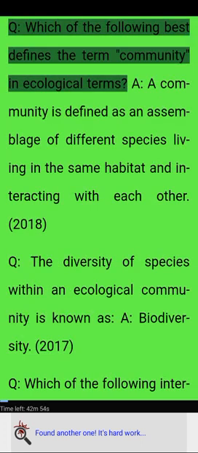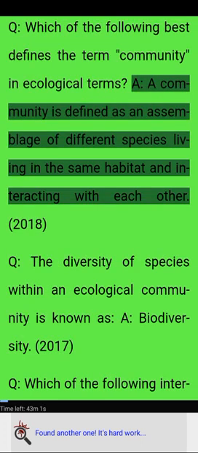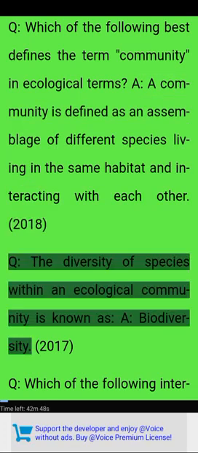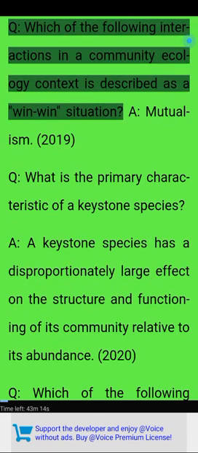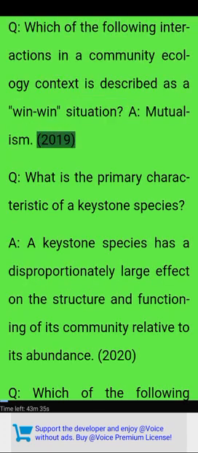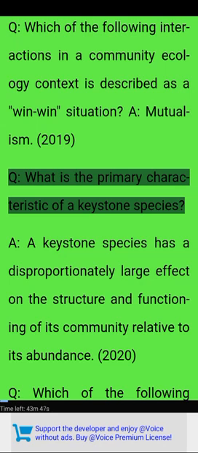Q. Which of the following best defines the term community in ecological terms? A. A community is defined as an assemblage of different species living in the same habitat and interacting with each other. 2018. Q. The diversity of species within an ecological community is known as biodiversity. 2017. Q. Which of the following interactions in a community ecology context is described as a win-win situation? Mutualism. 2019.